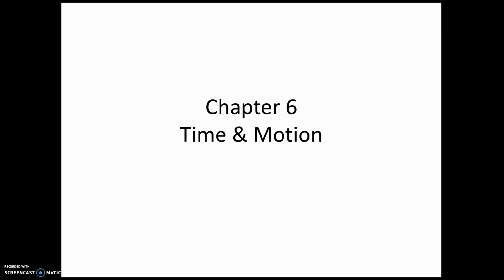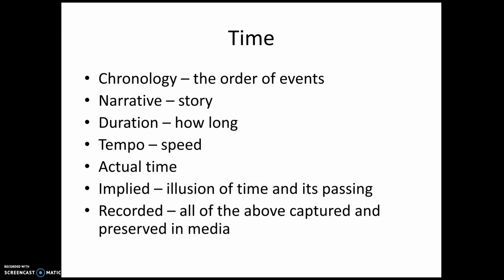Today we will lecture Chapter 6, Time and Motion. Specific chronological concepts of time we're going to talk about today are chronology, the order of events. Narrative is a type of story. Duration is how long. Tempo is the speed of time. Actual time. Implied is the illusion of time and its passing. Recorded: all of the above captured and preserved in media.